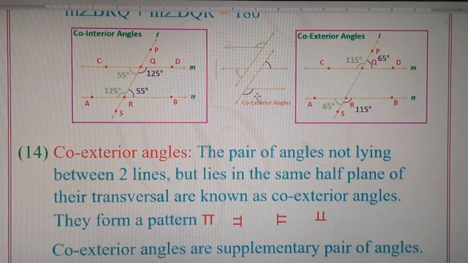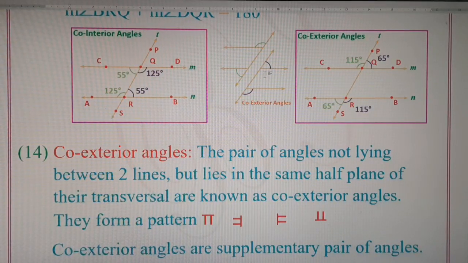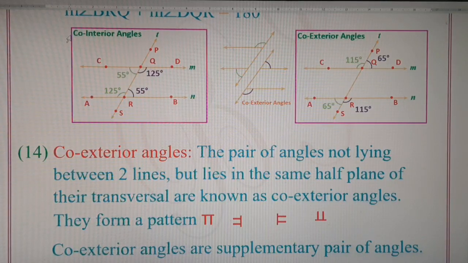Similarly in this diagram, these violet colored marked angles are known as co-exterior angles, and they are marked outside the two parallel lines. They are not marked inside the two parallel lines or between the two parallel lines. So let us find out in this next diagram, that is co-exterior angles. The first diagram is of interior angles and the second diagram is of co-exterior angles. The angles are marked outside the parallel lines.